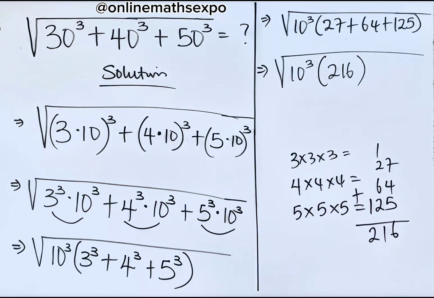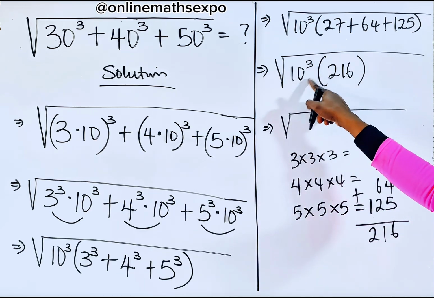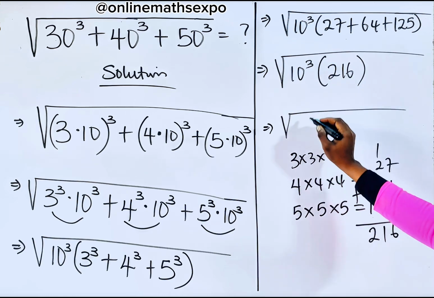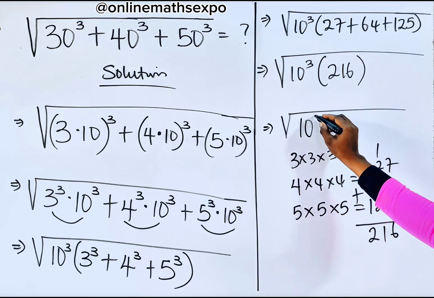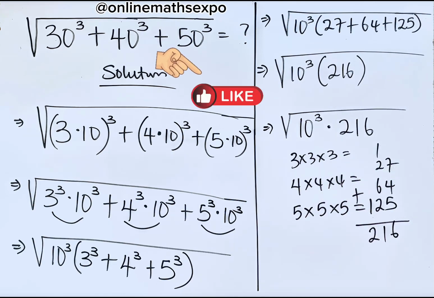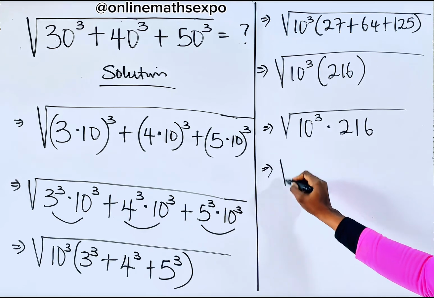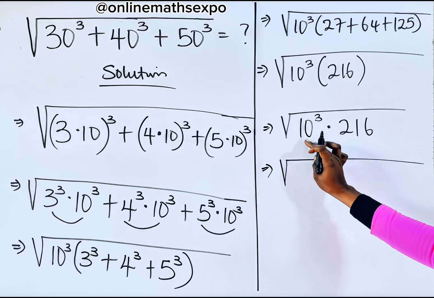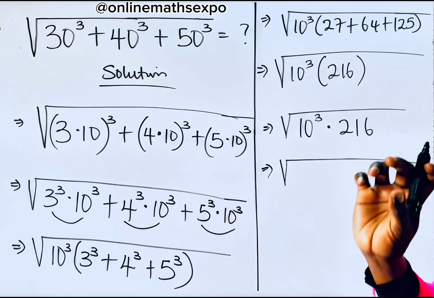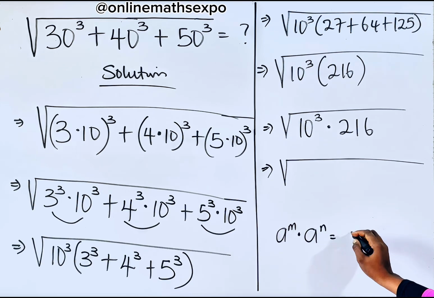So simplifying this further, we are going to have the root of, remember, when you remove the brackets, it turns to multiplication. So this is 10 to the power of 3 multiplied by 216. So take this off and keep simplifying. You are going to have the root of, remember, 10 to the power of 3. Just remember this rule that for every a to the power of m multiplied by a to the power of n, it is a to the power of m plus n.